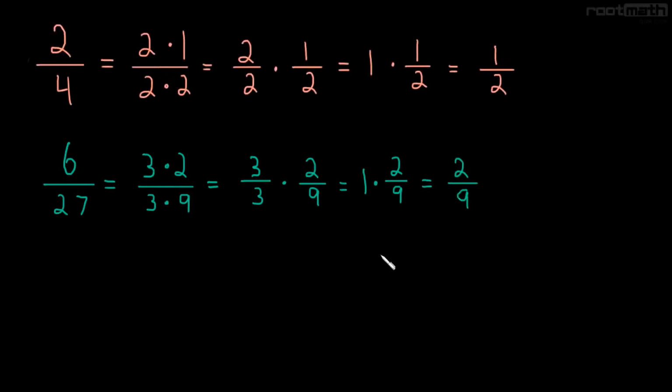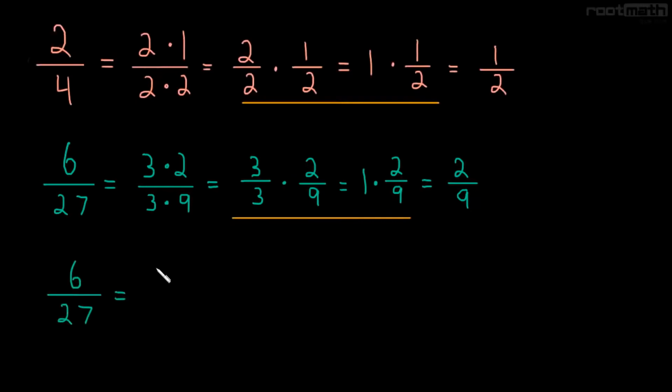So this is taking a lot of writing. It takes quite a few steps. So maybe we want to abbreviate this. We know how everything's going to work out. We're going to end up multiplying by 1. So instead of writing out those steps, we're going to do something like this. Let's see this again, only with an abbreviation. So 6 over 27 is 3 times 2 over 3 times 9. And we know that 3 is going to cancel to 1, so we'll just cross it out. And that's an abbreviation for those steps underlined in orange. And we end up with 2/9.